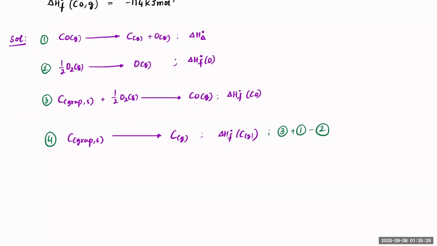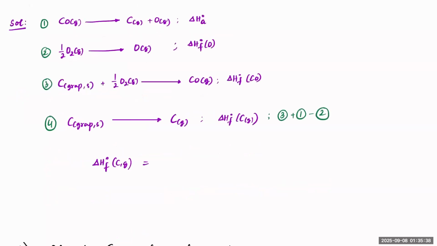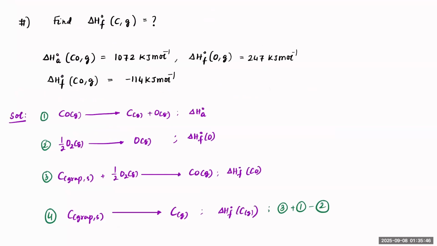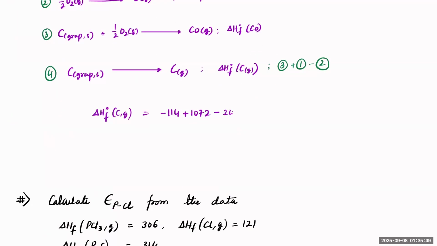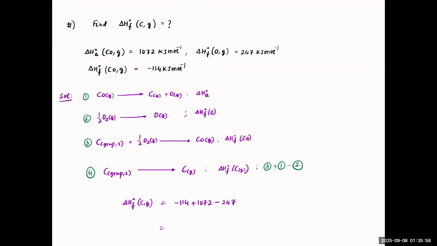So therefore, delta H of formation of carbon gas will be equal to 3, formation of CO, which is given as minus 114, plus 1, which is given as 1072, minus 2, which is given as 247. That's it. This is the value you will get. Clear? I suppose you guys understood how to deal with bond dissociation energies and these terms, formation or atomization terms. Correct?